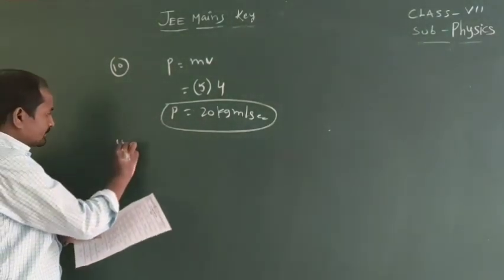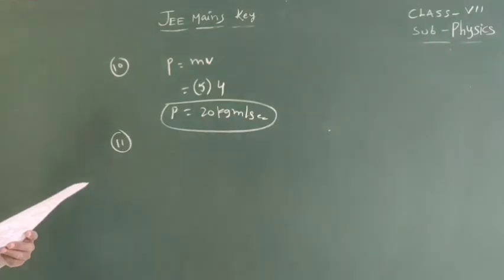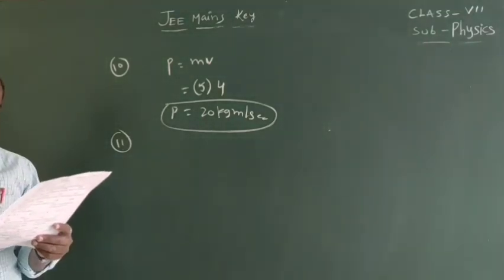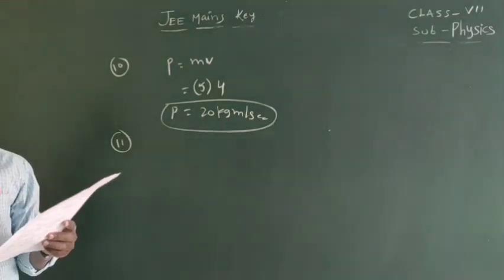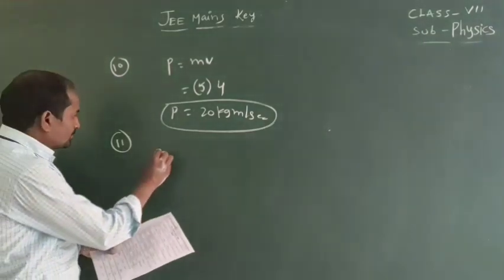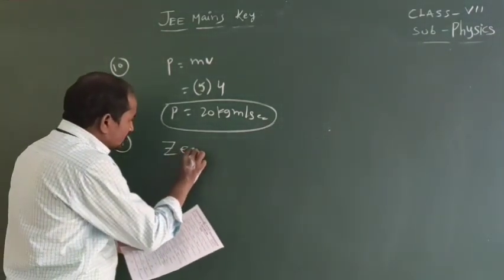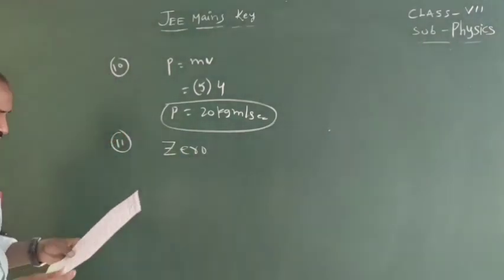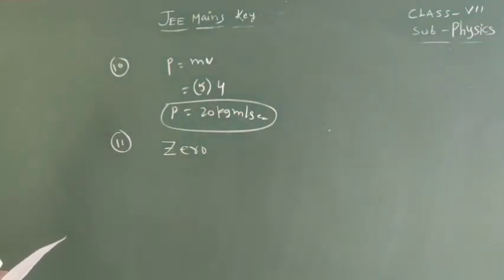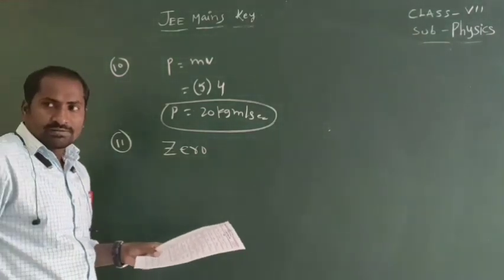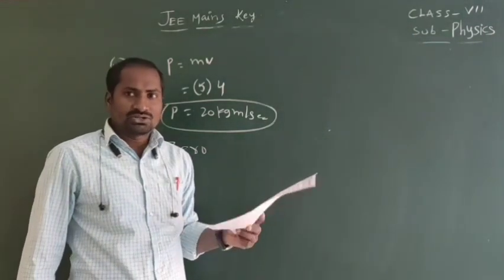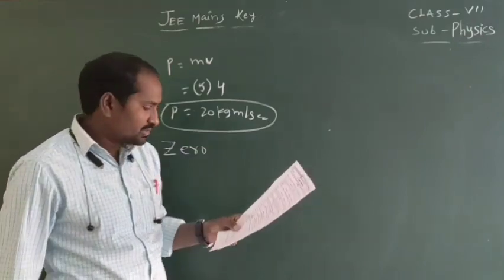11th one. A man is waiting at a bus stop holding a box on his head. Work done by him is 0. So here the angle equals 90 degrees. That's why cos 90 equals 0. Work done equals Fs cos theta. Cos 90 equals 0. Therefore work done equals 0.